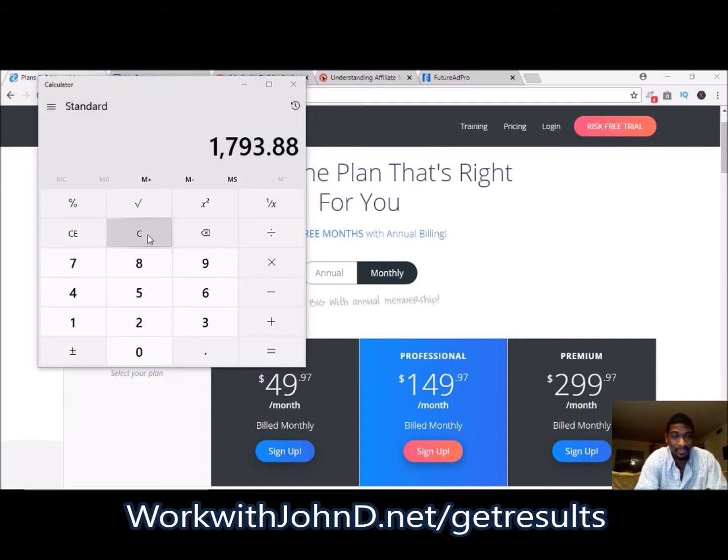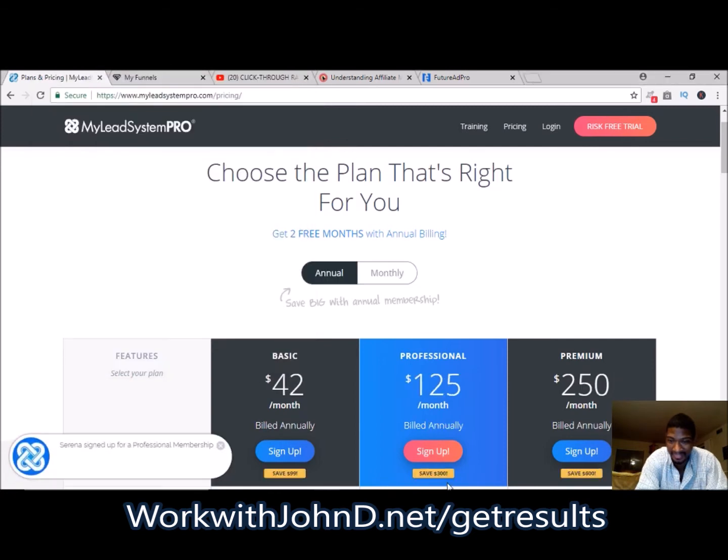So you can already see the savings of going with the annual plan over paying month to month. All right, so the premium is $299.97 times 12. That's $3,599.64, and what was the? I can't remember. So it says save $600. So yeah, it was like $3,000 even.